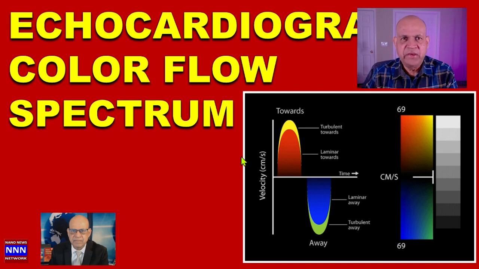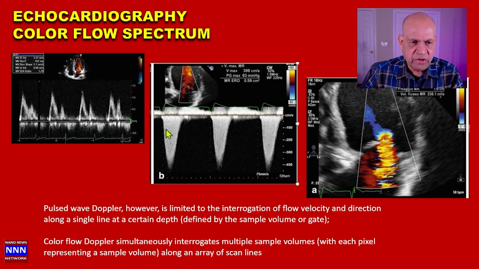In this presentation, we are going to look at the echocardiographic color flow spectrum Doppler. There are various types of Dopplers that we use during cardiac ultrasound examination, namely the pulse Doppler, then we have the continuous wave Doppler, then we have the color flow Doppler. So we're going to look at the differences among these three different types of Dopplers.